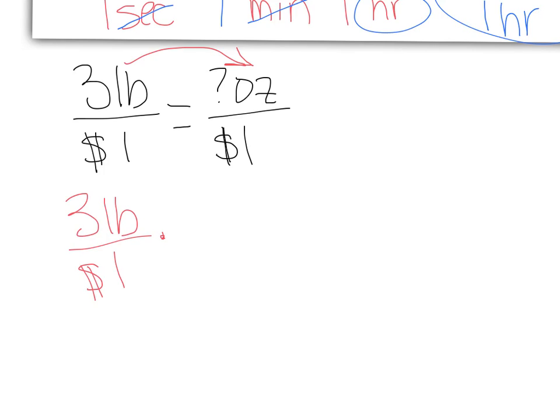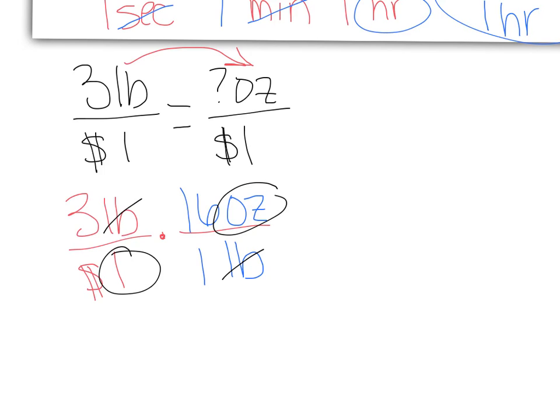This time, when I multiply by my rate, the unit I'm trying to cancel out is in my numerator. Notice that I want to get rid of the pounds. So this time, I'm going to have to put the unit I'm trying to get rid of in the denominator. So I want to go from pounds to ounces, and I know there's 16 ounces in 1 pound. And just like it should, my pounds cancel out, and I'm left with ounces over dollars. So 3 times 16 gives me 48 ounces over $1.